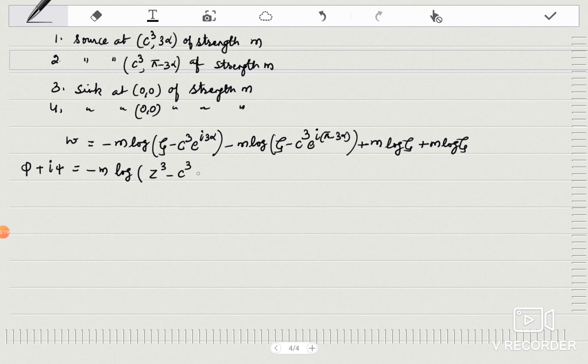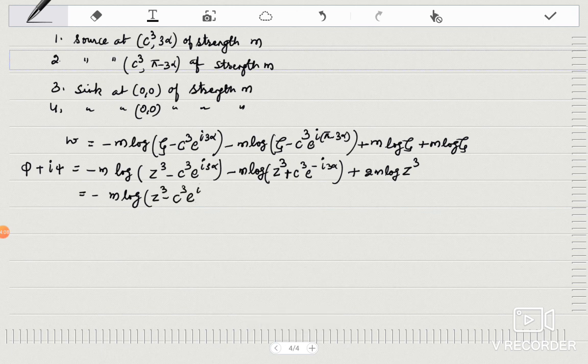Replace zeta by z cube minus c cube e^(3iα): minus m log. In place of zeta put z cube minus, if you open it, e^(i(π − 3α)); e^(iπ) will convert this minus symbol into plus, and you are left with e^(−3iα). This is twice m log z cube. In place of zeta, put z cube, and add the two. Minus m log a plus log b, so log of (z cube minus c cube e^(3iα)) and (z cube plus c cube e^(−3iα)), plus m log z raised to the power 6.